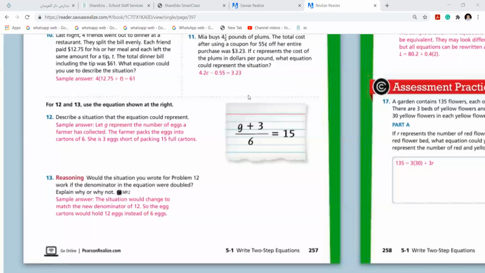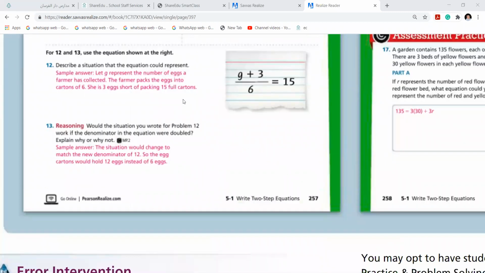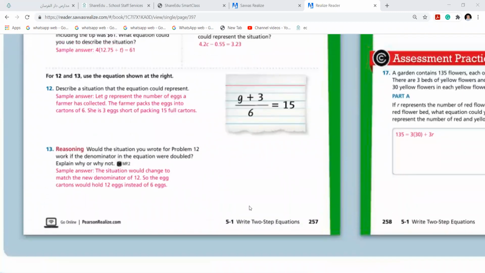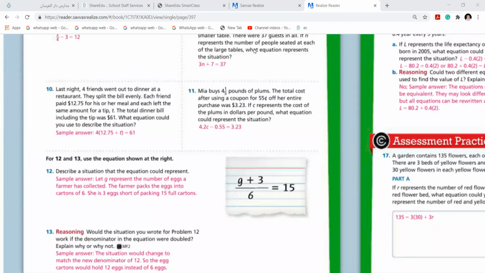Grade 7 girls will continue with lesson 5.1. Turn to page number 257, write the date today, that is 1st February, and we'll continue with question number 10. Dana, please can you read out question number 10?